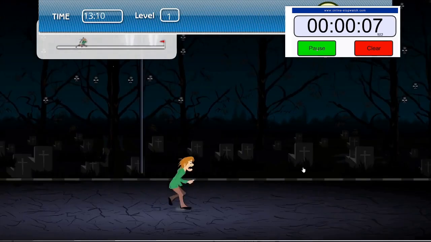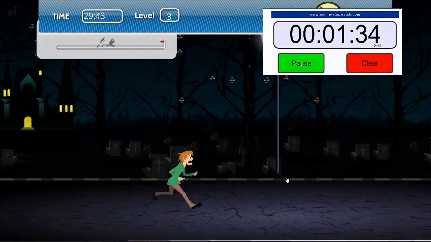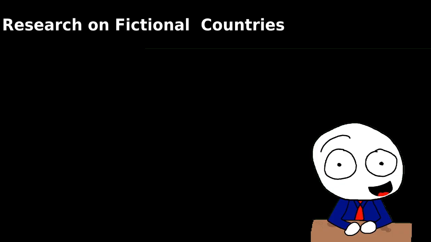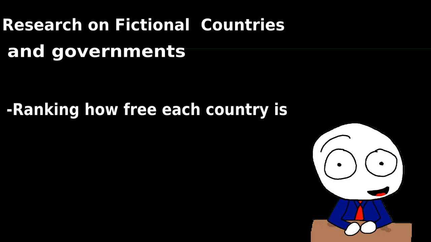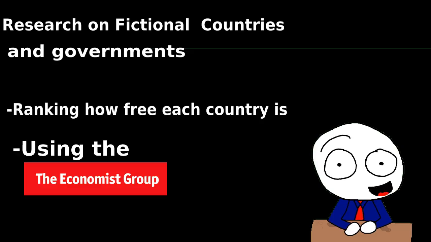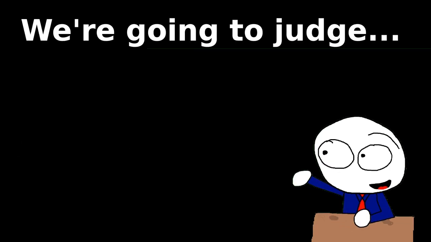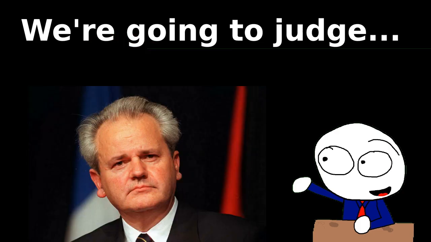Today I'm going to be changing it up a little. Instead of just making your usual shitpost goy slop, today we're going to do something big-brained, something intellectual. Today I'm going to be doing research on fictional countries and governments and ranking how free and democratic each regime is using the Economist's Democracy Index. We're going to judge how free or unfree each fictional government is, as well as how stable or unstable it is.